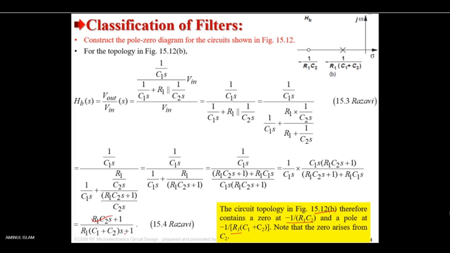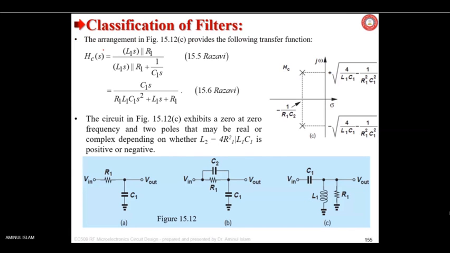So plus 1, so the pole is this, and the pole and zero come because of this C2 capacitor in the circuit, and this has been plotted here. Zero and pole are plotted here. So these plots, these expressions, equations are all correct as per you, Tripathi? Yes, sir. Okay then.